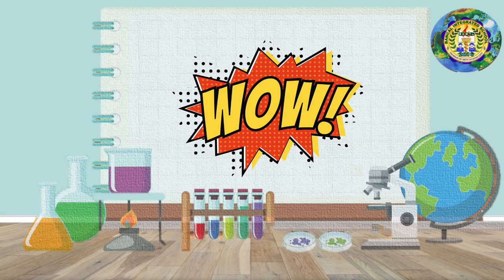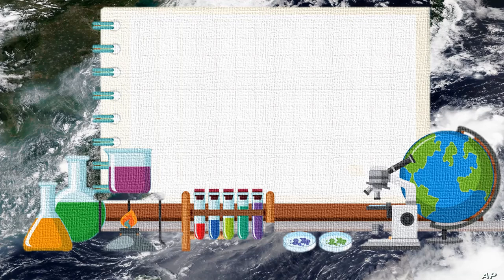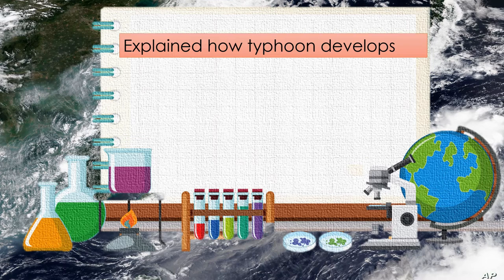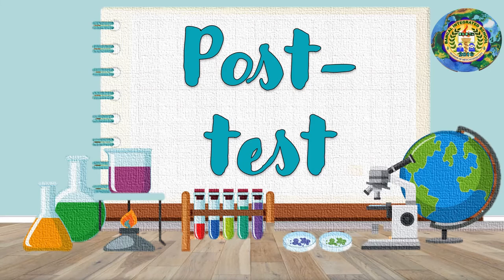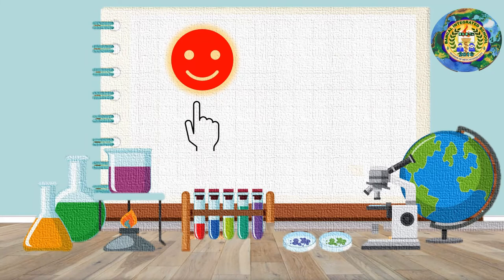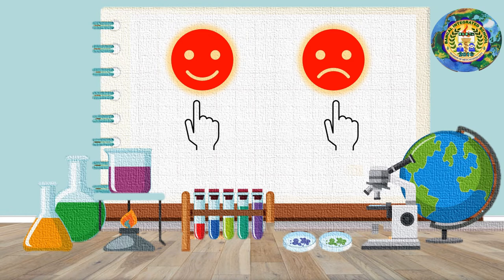Excellent! Let us check if we have achieved our objectives for today. We can explain how a typhoon develops. We also analyze a tropical cyclone report and value the importance of thoroughly planning steps that will be taken in times of typhoon. I know that you are all ready to answer our post-test for today's discussion. For the direction, kindly draw the happy face if the statement is correct and sad face if it is not. Write your answer on a separate sheet of paper.